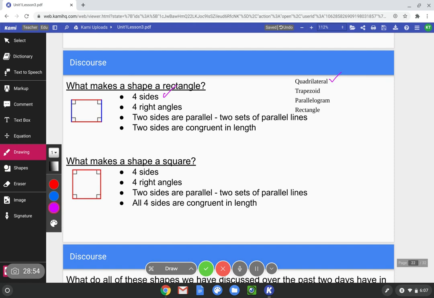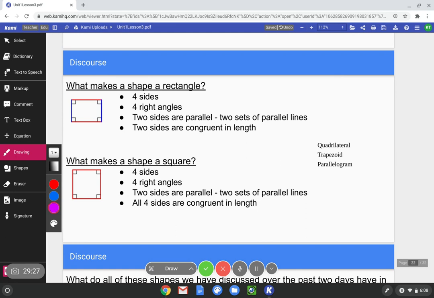So 4 sides, quadrilateral. Then we see, okay, the blue lines are parallel, trapezoid. Oh, and the red lines are parallel also. So 2 pairs of parallel lines right here. 2 sides are parallel, parallelogram. Then opposite sides are congruent in length, and there are 4 right angles. So the most specific name we can come up with for this shape is a rectangle.